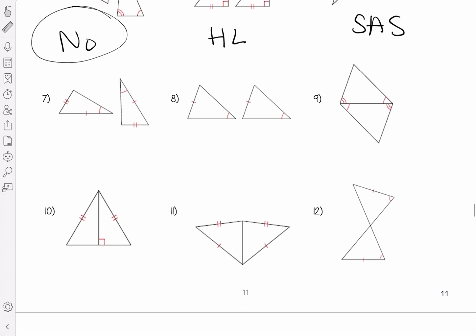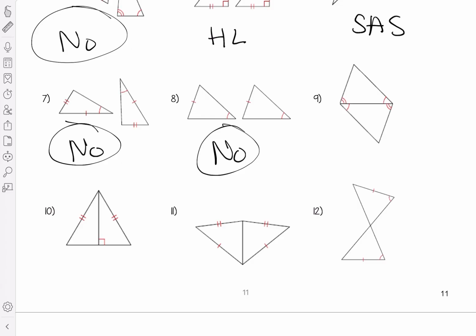For 7, looking at this one, I've got this angle right here to this angle, this side to this side, then this side to this side. Angle, side, side, remember the acronym it spells, it's a pain in the butt, so it doesn't work. So no, we do not like this one. When I look at number 8, I see I actually only have 2 pieces of data. I've only got this angle to this angle and this side to this side. It's not enough information, so no, we don't know if they're congruent.